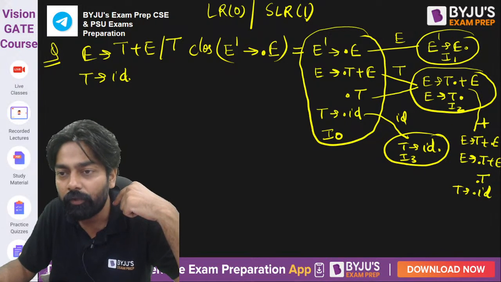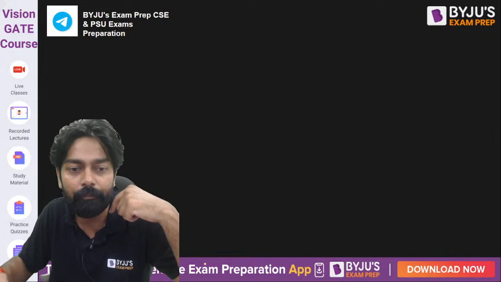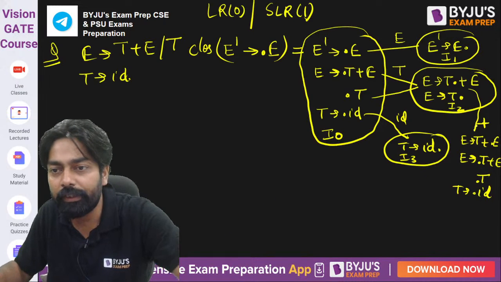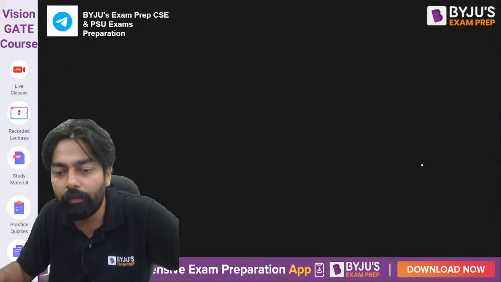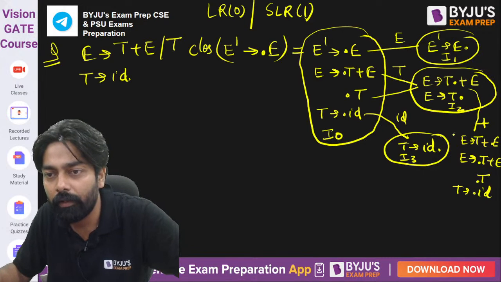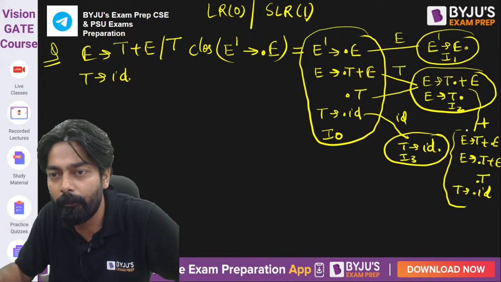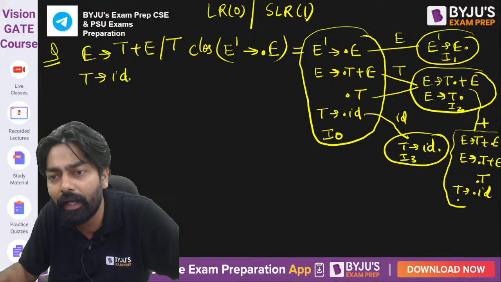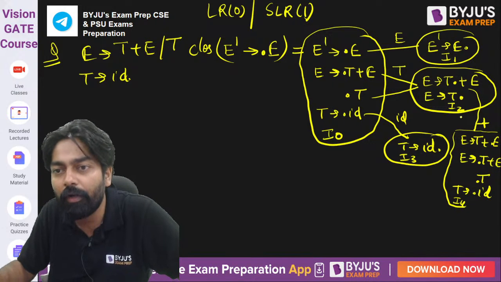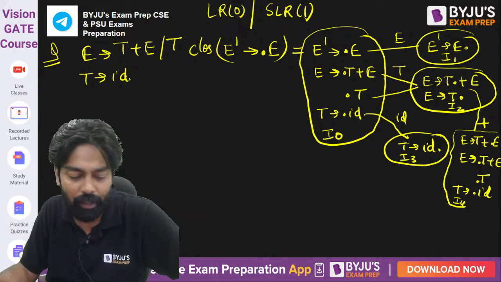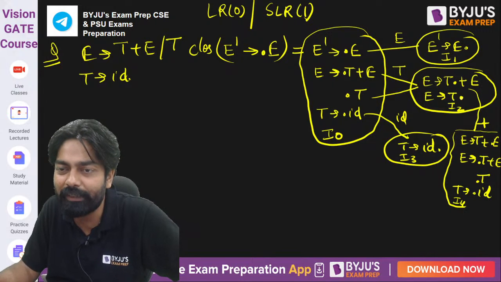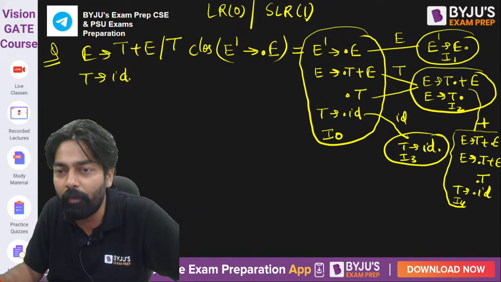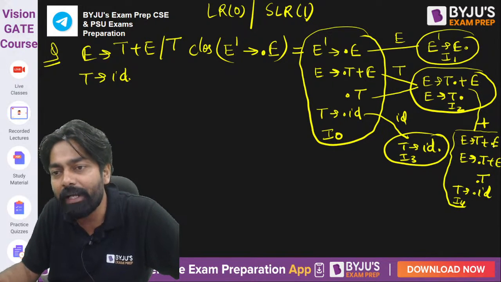Please reply. So this is nothing but your state number. Okay, I'm just drawing here. Let me write here I3, I4. Now this is already reduced. If the dot is at the rightmost place on the right-hand side, it means it has reduced. Now what about this one? It is also reduced.